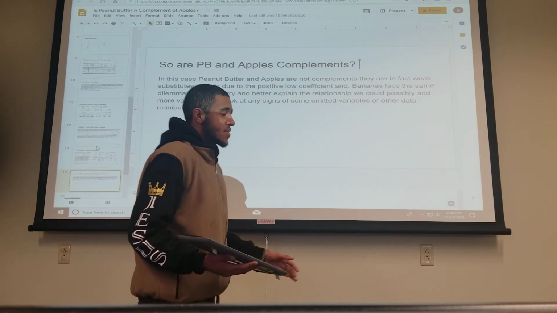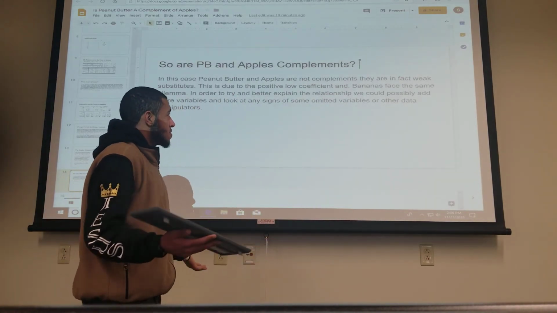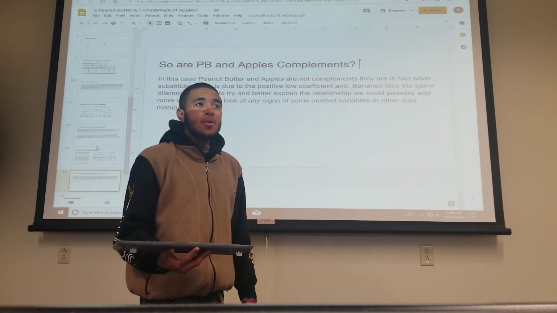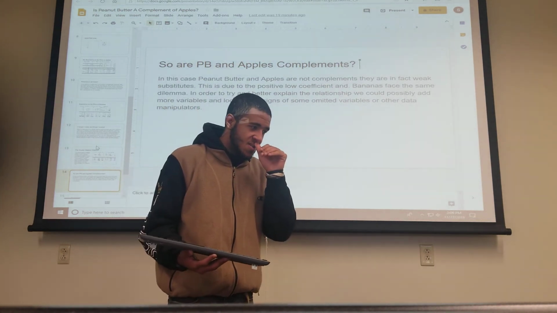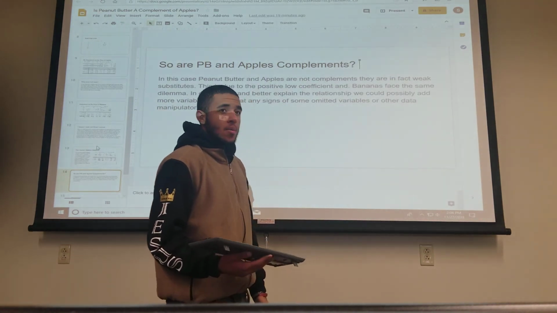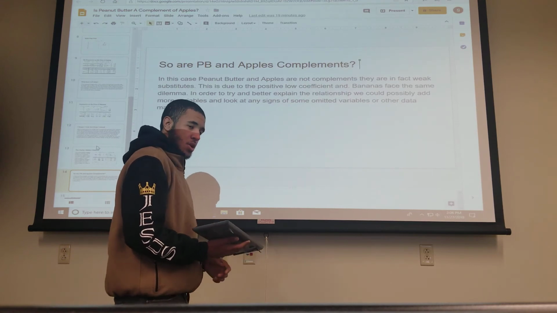So in order to try and fix this relationship, we could possibly add in more variables, look at some signs for omitted variables or other data manipulators and stuff like this, or just try and move the things around and see what we can work with, try running different regressions and whatnot. That might be an experiment we could try in the future, and I think that pretty much sums it up.